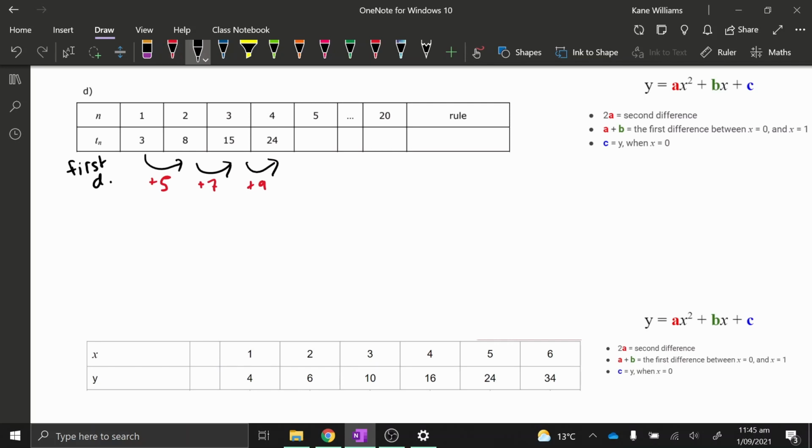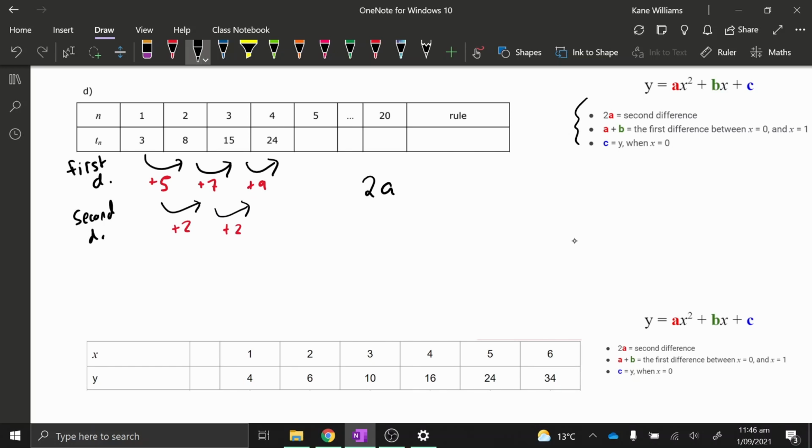All right, then you find the second difference. So only in quadratics do you have to find the second difference. With linear, you just find the first difference. So how much do the differences differ each time? So plus 2 and plus 2. Very good. All right, now we can finally do this stuff.